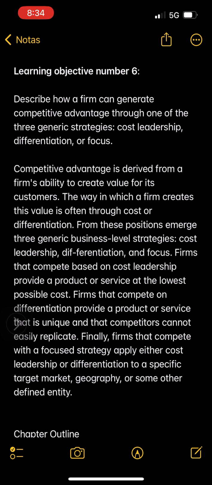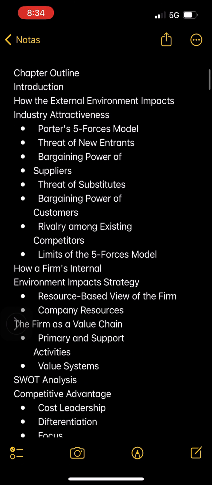Chapter outline. Introduction. How the external environment impacts industry attractiveness. 5 Forces model. Threat of new entrants. Bargaining power of suppliers. Threat of substitutes. Bargaining power of customers. Rivalry among existing competitors. Limits of the 5 forces model. How a firm's internal environment impacts strategy. Resource based view of the firm. Company resources. The firm as a value chain.